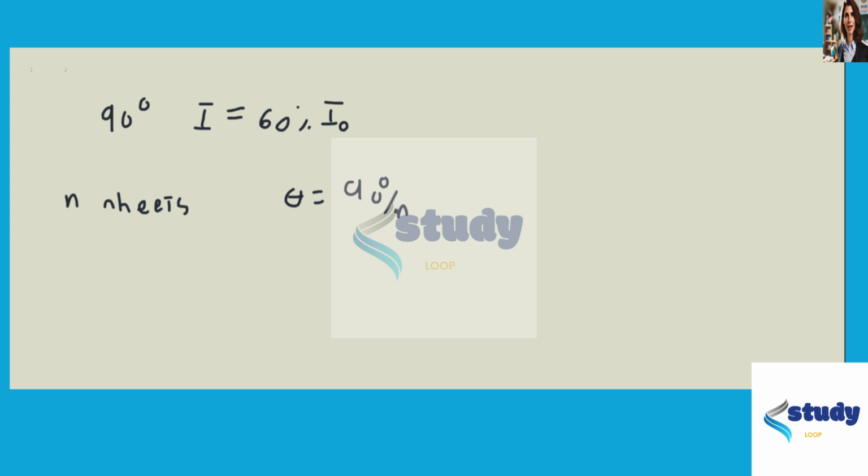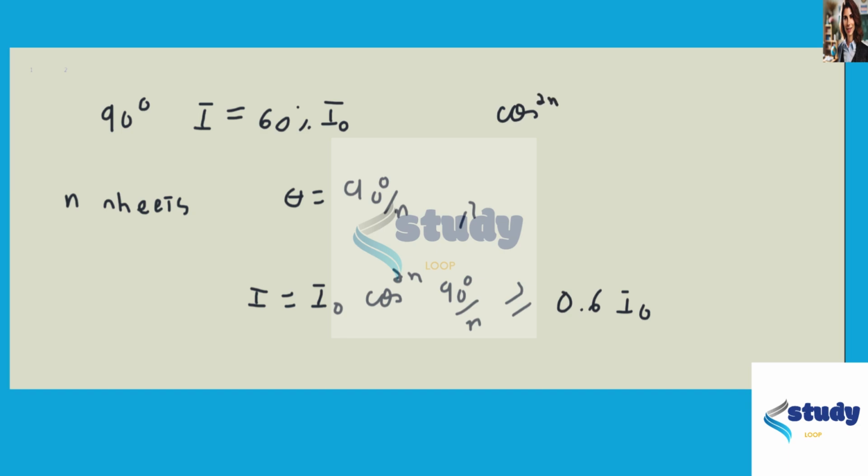So the intensity in the end, after n sheets, will be I0 cosine to the 2n of 90 degrees divided by n. And we want to know the smallest value of n for which this is greater or equal to 0.6 I0. So this means that we want cosine to the 2n of 90 degrees divided by n greater or equal to 0.6.